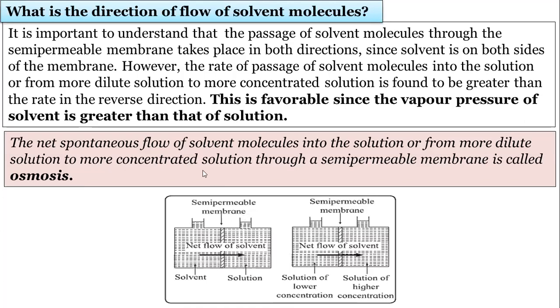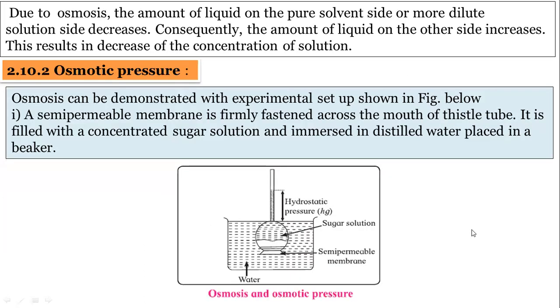So this part is completed. What is meant by semi-permeable membrane? A semi-permeable membrane allows only the flow of solvent molecules. Remember, it does not allow the flow of solute molecules. Now we are discussing a new term, osmotic pressure. For this osmotic pressure, we have to do one experiment. See this diagram, I will explain which experiment we have to do.